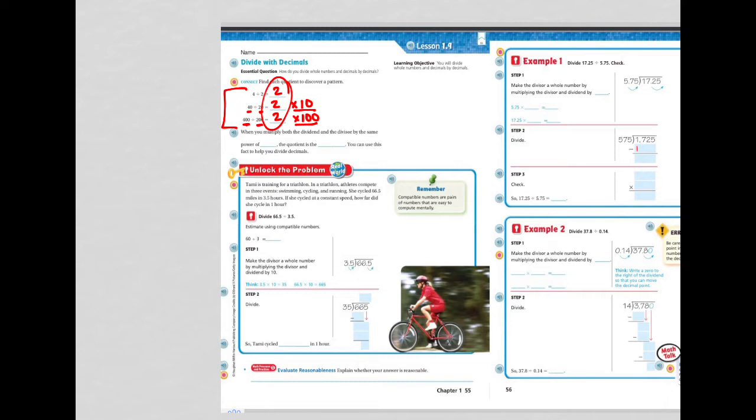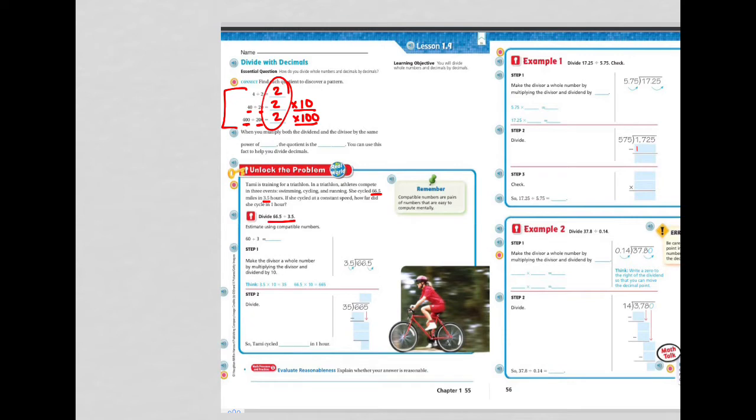It says Tammy is training for a triathlon. In a triathlon, athletes compete in 3 events: swimming, cycling, and running. She cycled 66.5 miles in 3.5 hours. If she cycled at a constant speed, how far did she cycle in 1 hour?